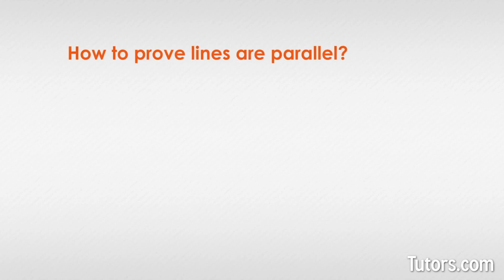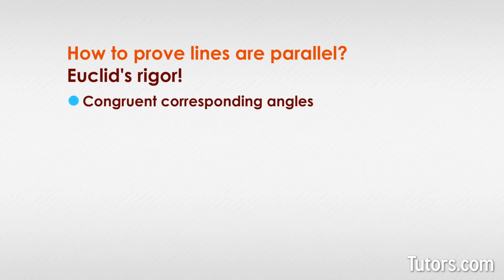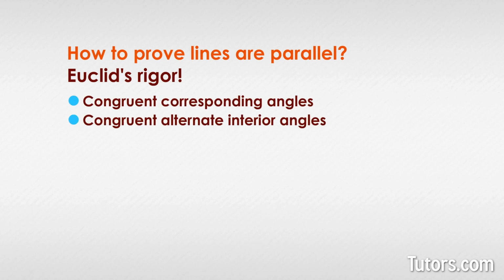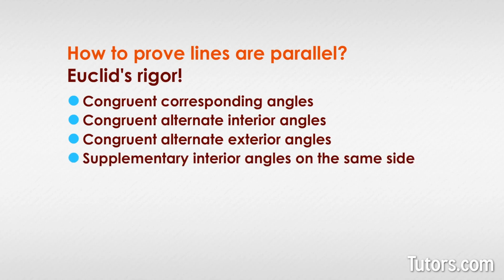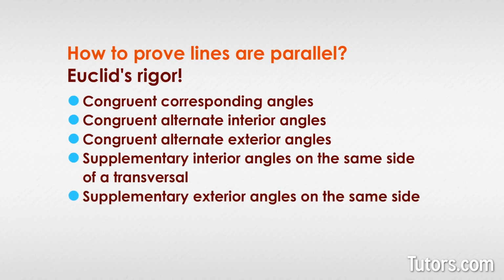We just learned how to test for parallel lines, but how can we prove lines are parallel? Euclid's rigor is also helpful since you can prove parallel lines using any of these methods. Congruent corresponding angles, congruent alternate interior angles, congruent alternate exterior angles, supplementary interior angles on the same side of a transversal, supplementary exterior angles on the same side of a transversal.